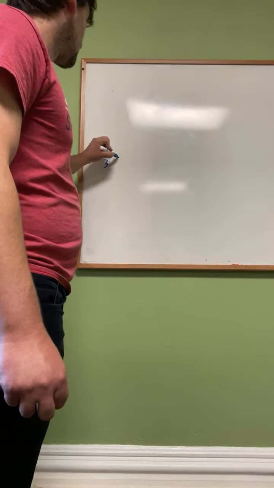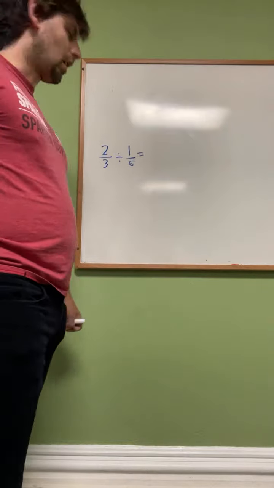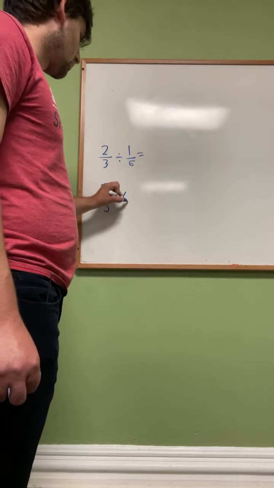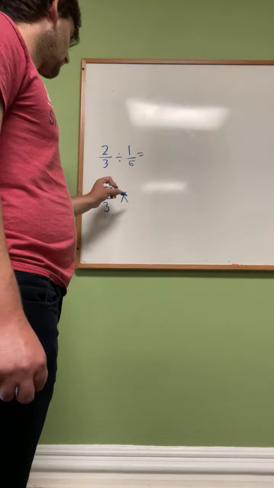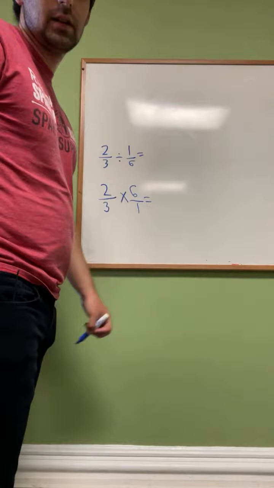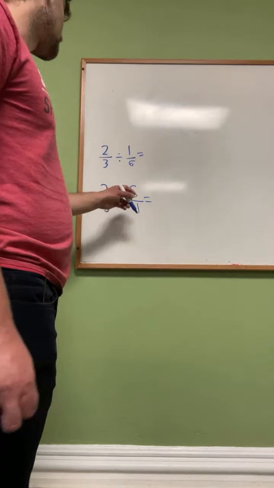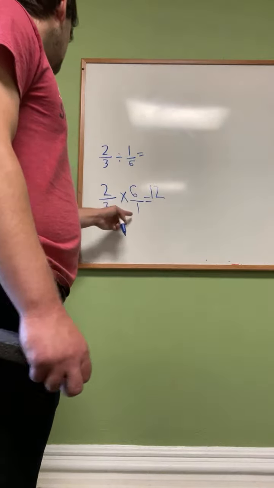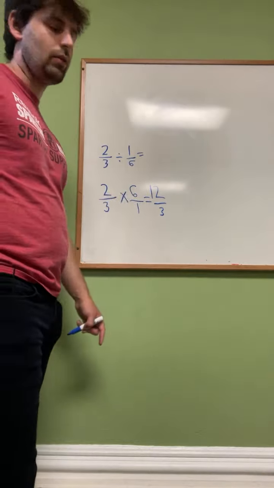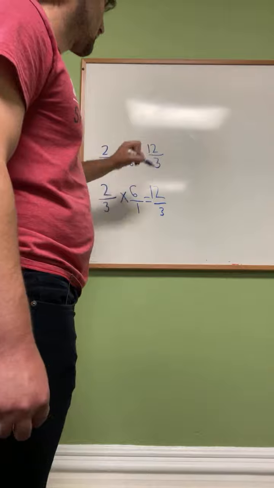Okay, 2/3 divided by 1/6. So 2/3, we're keeping that the same. The division sign, we are changing to a multiplication sign. And the 1/6, we are going to flip that, 6 over 1. All right, 2 times 6 equals 12. 3 times 1 equals 3. And our answer is 12 over 3. 2/3 divided by 1/6 equals 12/3.